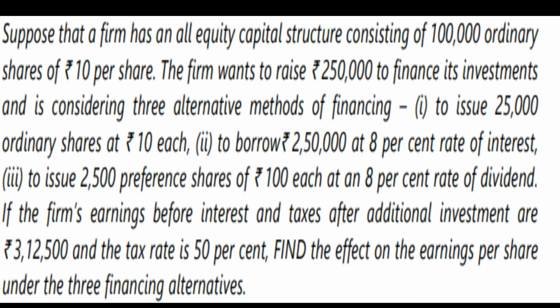If the firm's earning before interest and tax for additional investments are 3,12,500 and the tax rate is 50%, then find the effect on the earnings per share under the three financing alternatives. You need to find out the earning per share.